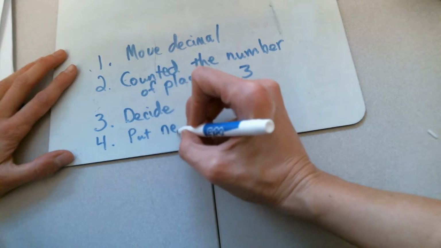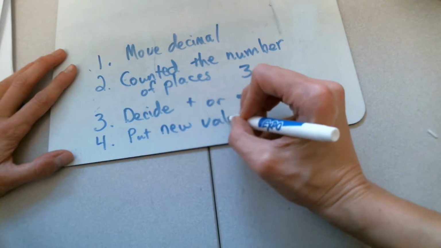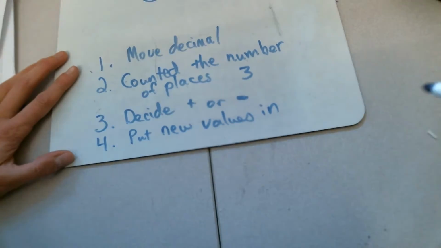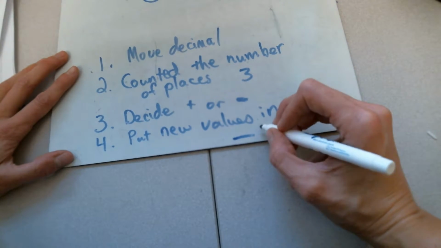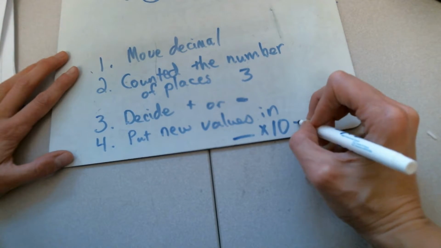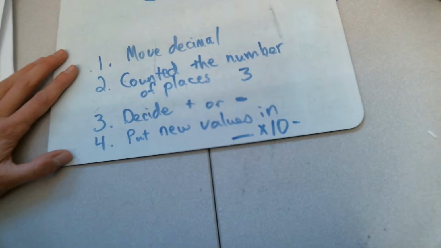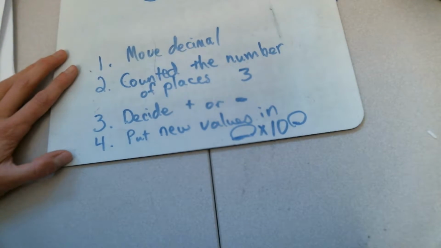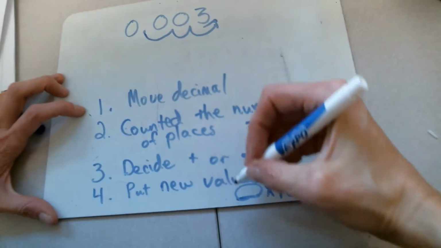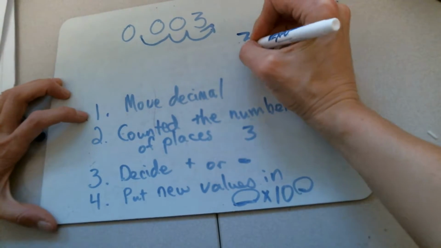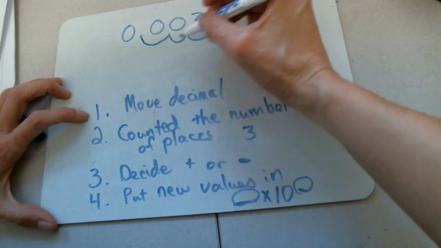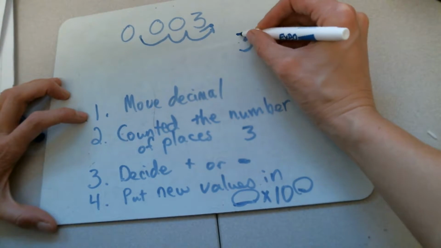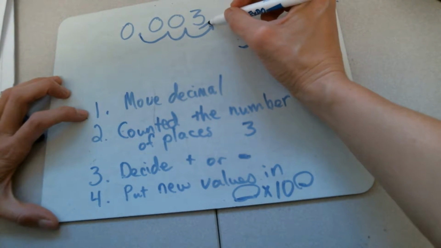Put your new values in this equation. So we're going to do blank times 10 to the blank. Okay? So you're going to put some value here and some value here. In this case, my value here is going to be my 3 because that was the digit that I moved the decimal to the end of. Okay? So there's my 3.